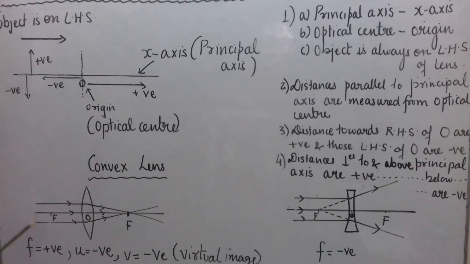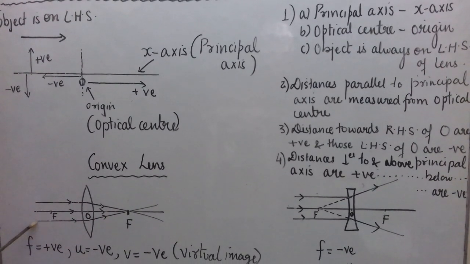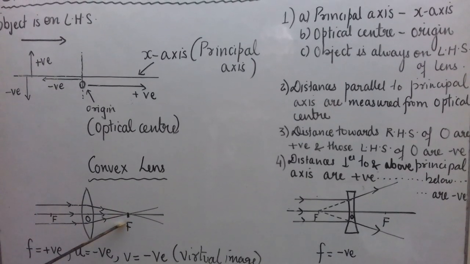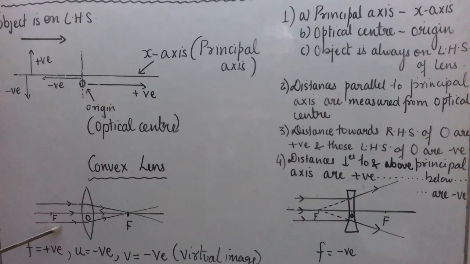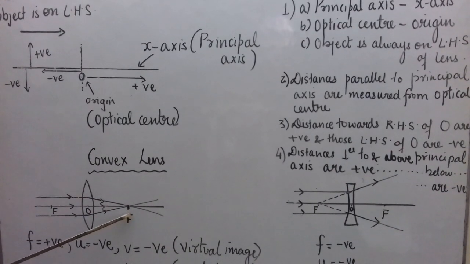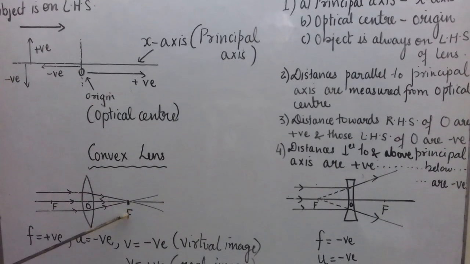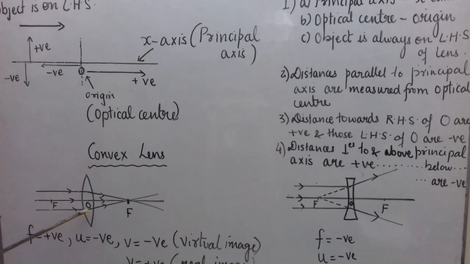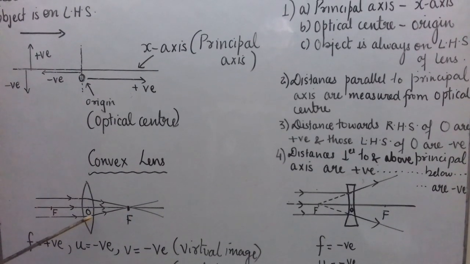Here there are parallel rays, it means object is at infinity. So when object is at infinity, image is formed at focus, or these rays which are parallel to the principal axis meet at a point which we call as focus. And you know, distance between focus and optical center is called focal length.